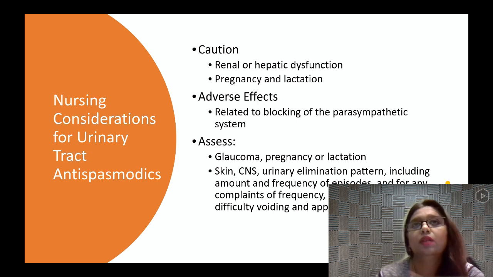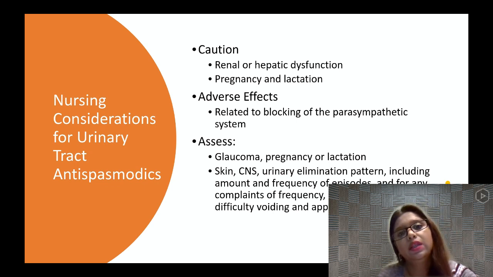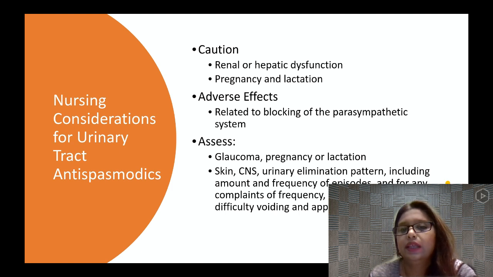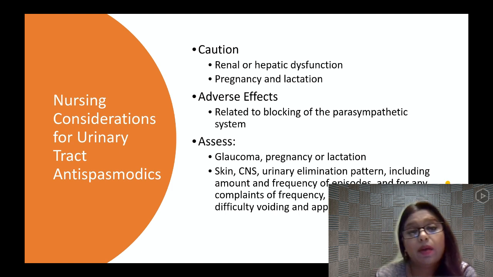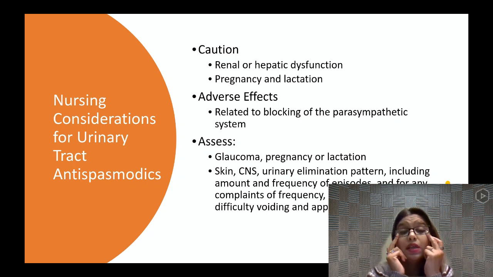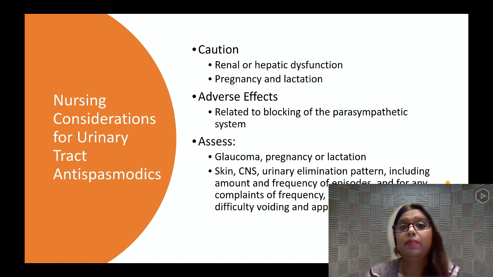So we will call the doctor: hey, this person told me they're pregnant and you ordered an antispasmodic, what do you think? Just double check. Don't just give it, double check if they're pregnant. So that's the caution area. Assess means check whether the patient has, so we talk about pregnancy, lactation, any kind of eye problems such as glaucoma. What is glaucoma? There's increased fluid pressure in your eyeballs.